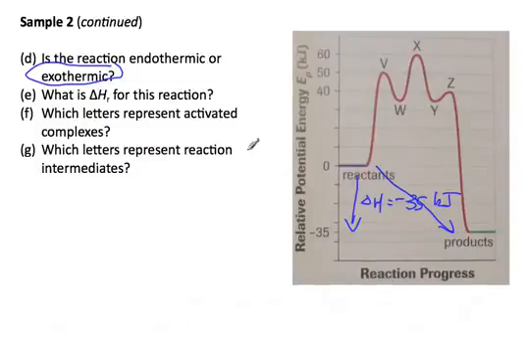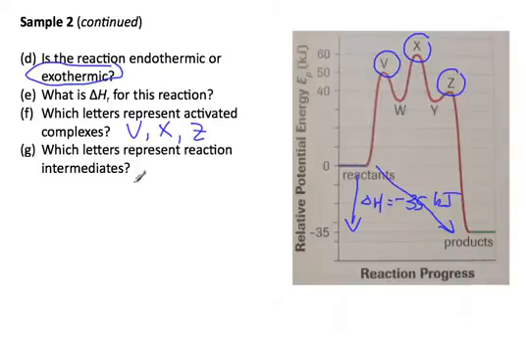Which letters represent activated complexes? Now, if you remember, an activated complex is that quasi-molecular species that originates from the process of bonds forming and bonds breaking. So it's this sort of intermediate between the reactants and the products. It's not reactants, the bonds haven't fully broken, but it's not products, the new bonds haven't fully formed. So activated complexes occur at these peaks in the potential energy diagram. So those are the peaks. The letters that represent activated complexes are V, X, and Z.